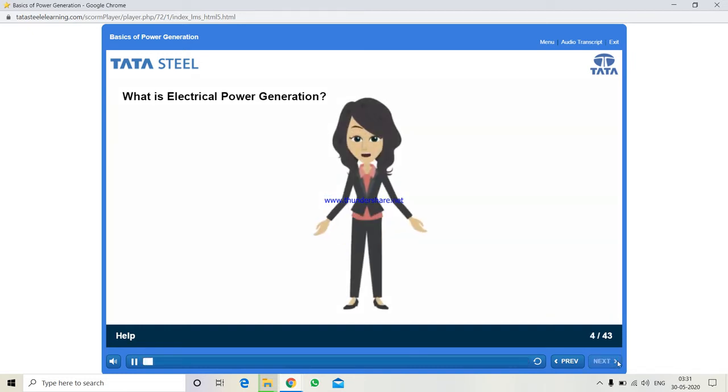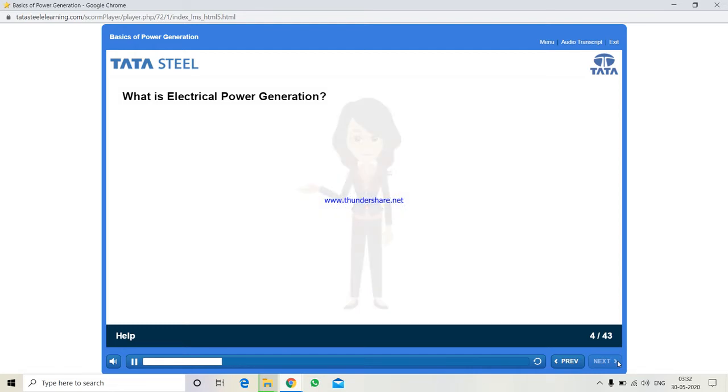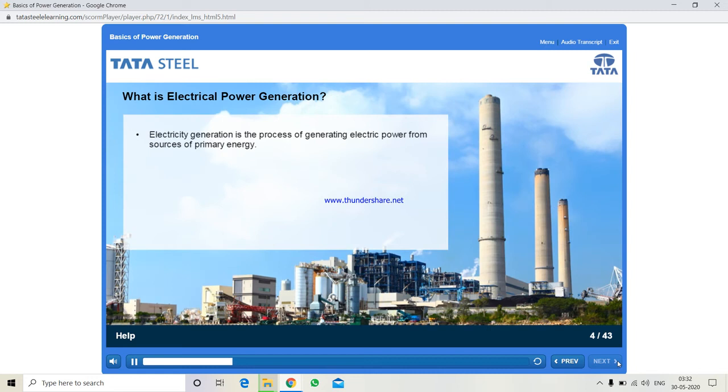Before getting into the details of any subject, one should have a basic knowledge about that subject. So, let's start with what is electrical power generation. Electricity generation is the process of generating electric power from sources of primary energy. It is the first stage in the delivery of electricity to end users. The other stages being transmission, distribution, energy storage and recovery using the pumped storage method.